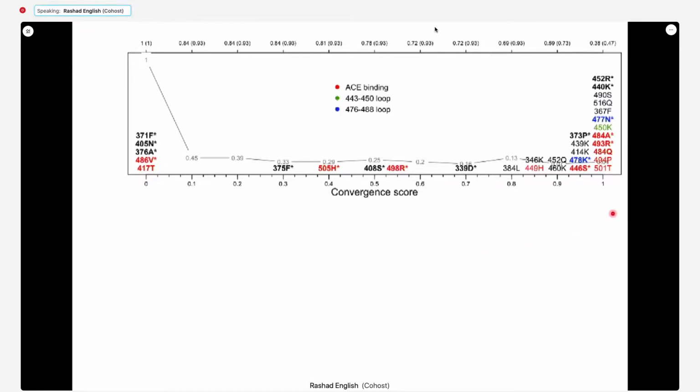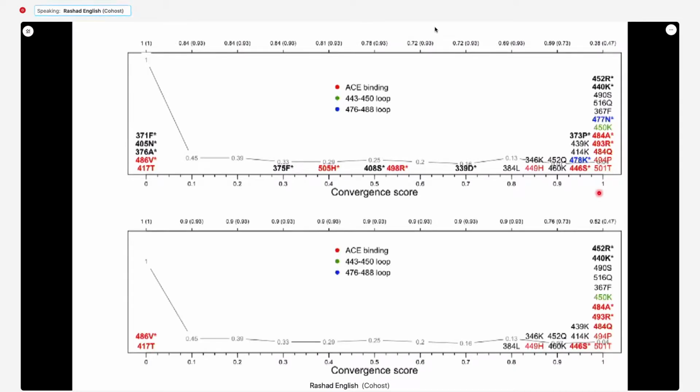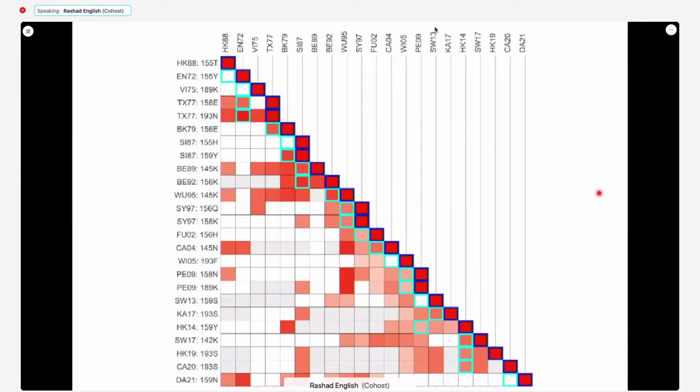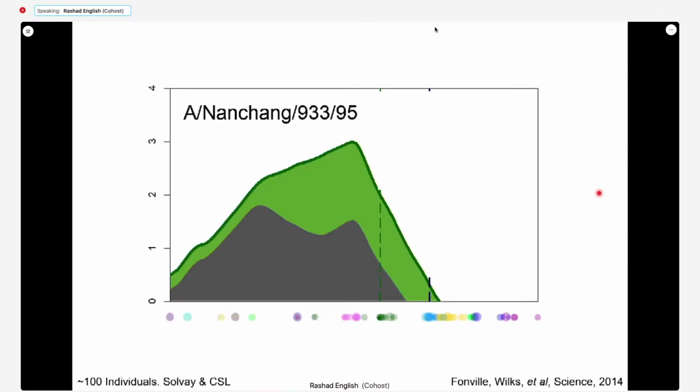On the right here is more convergence, and here you see marked all of the substitutions that have been seen in variants of concern, and you see that many of them have high convergence scores. And if we remove the substitutions that have been in variants of concern but are not antigenic, you see almost all of them have these high convergence scores. Similar sort of thing in flu, I'm not going to go into.